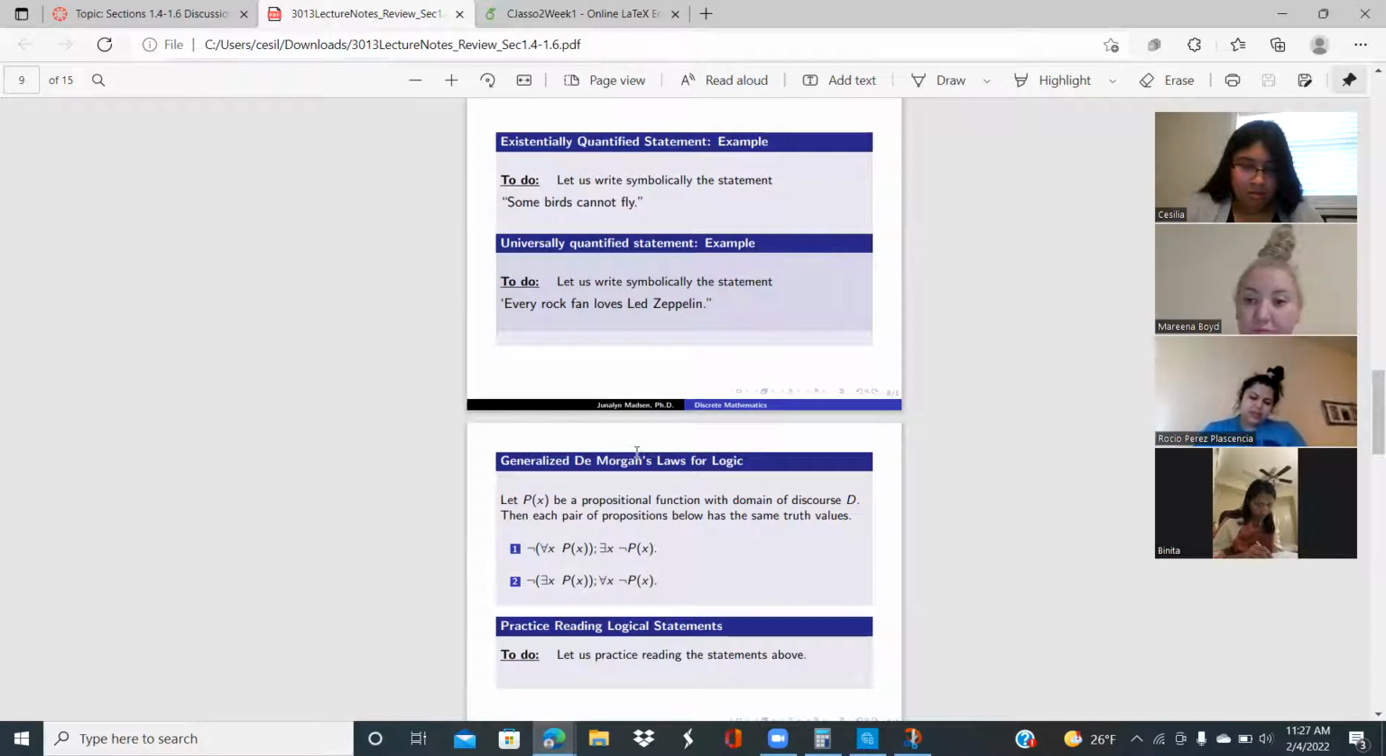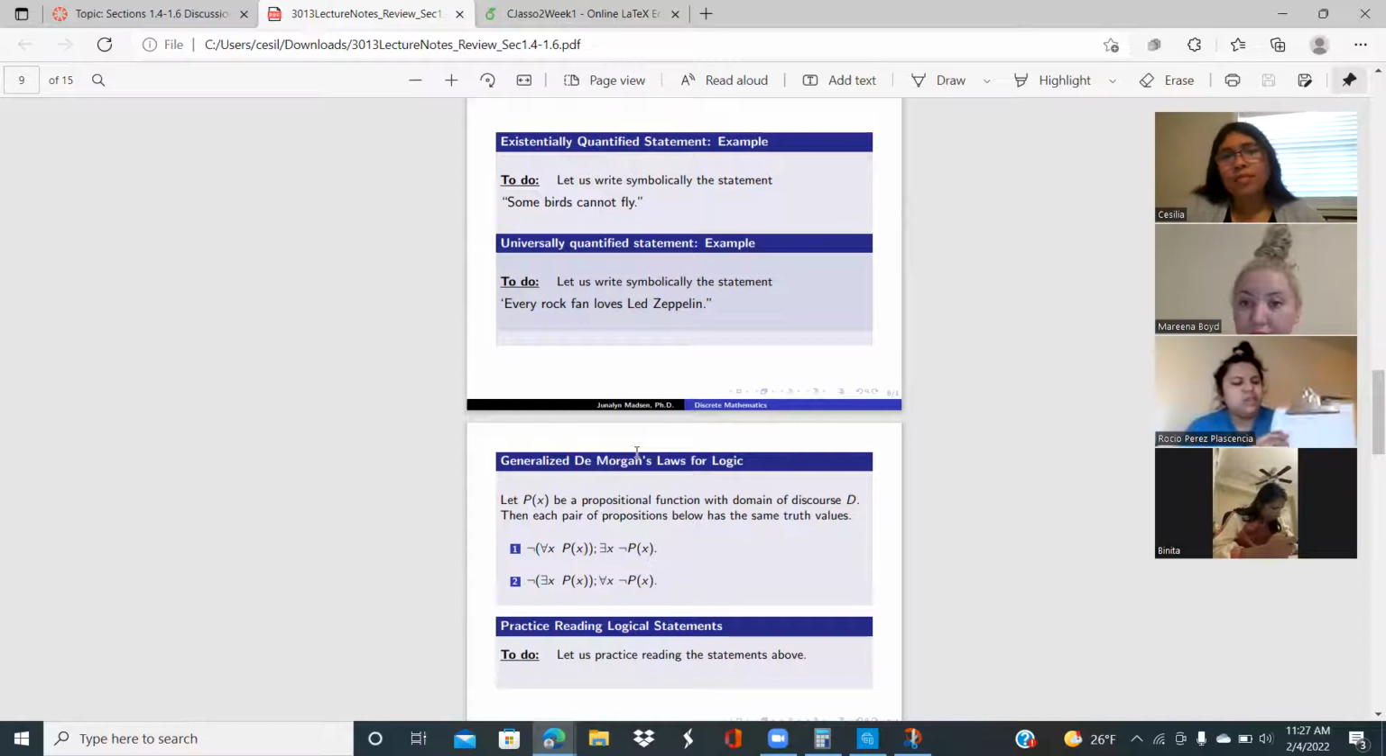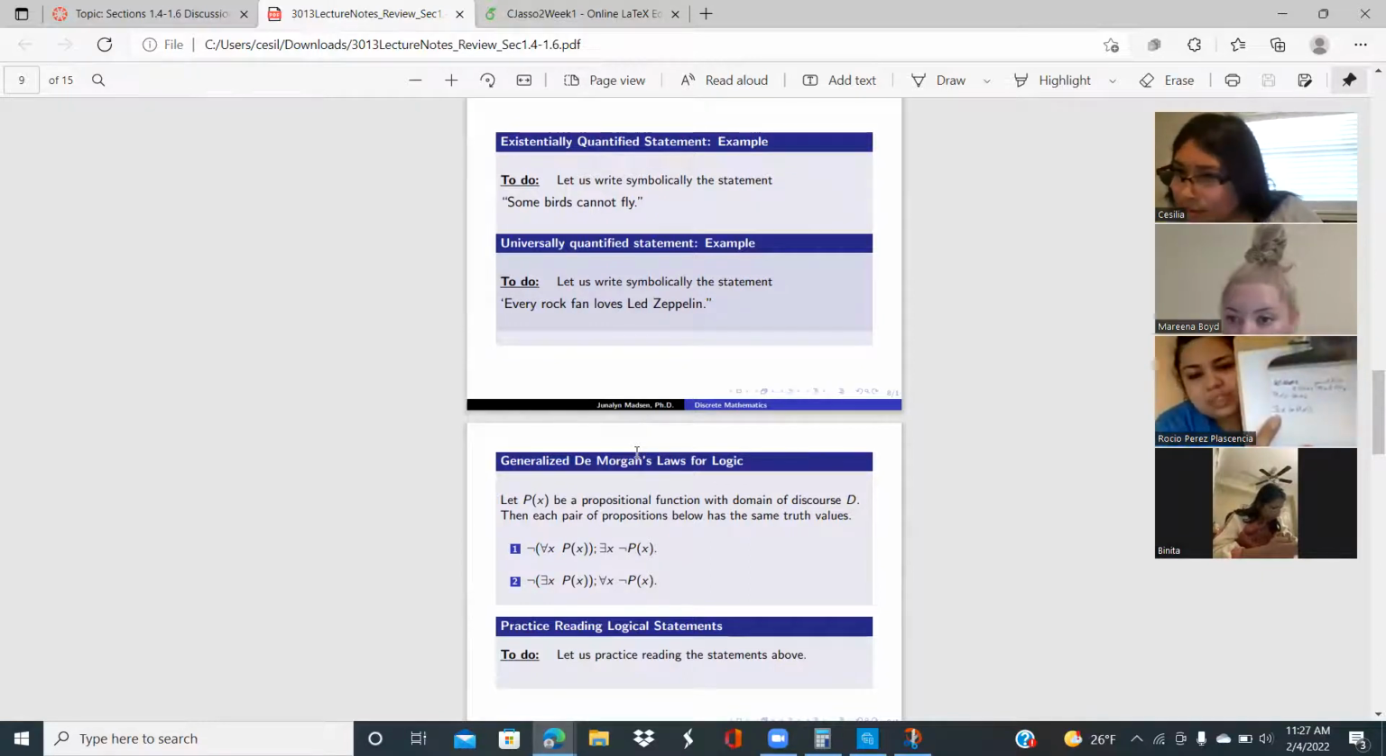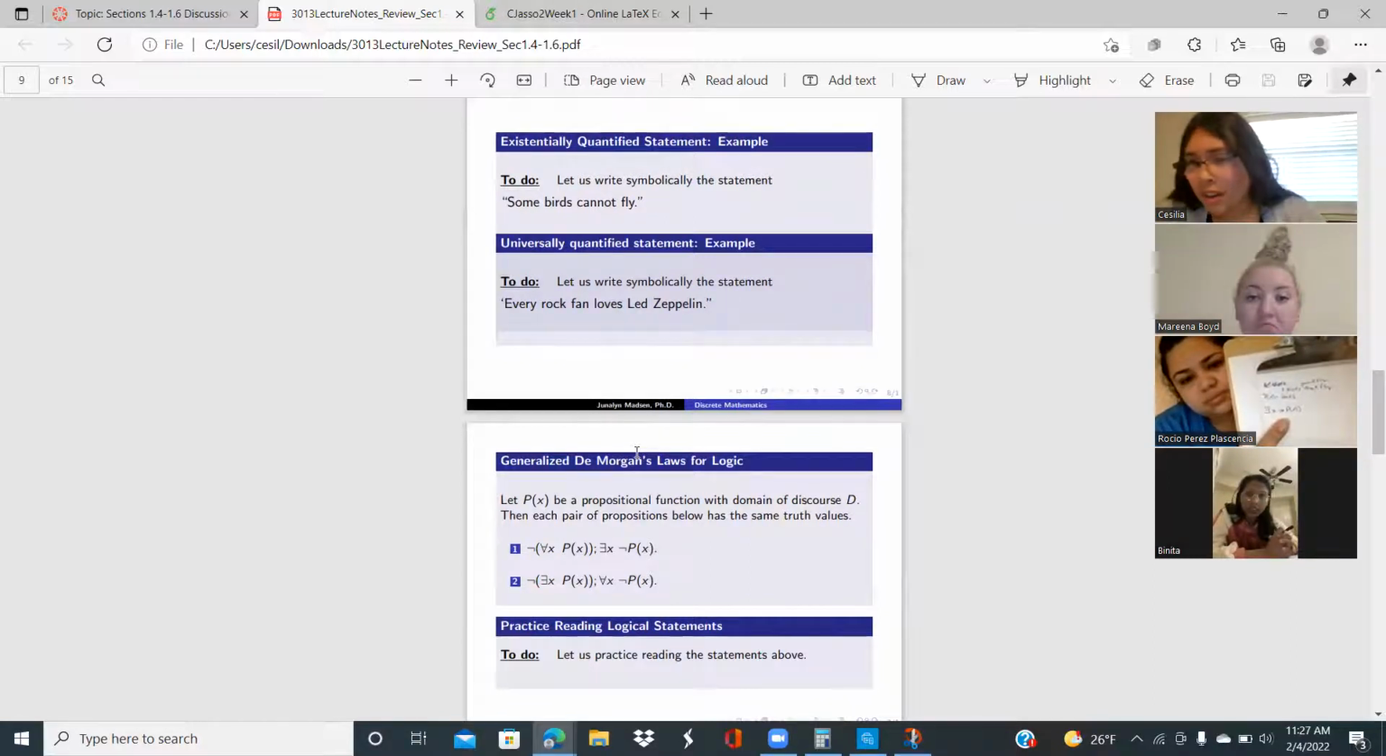Why don't we write it like X as birds that cannot fly? You can write it with that backwards E: there exists an X for the domain of X or P of X, which is birds.